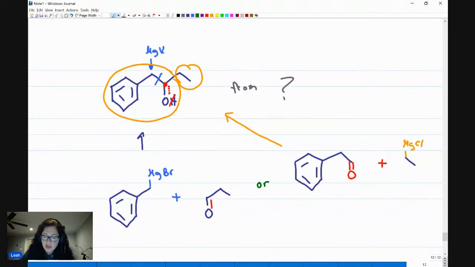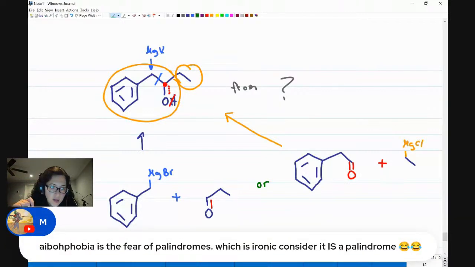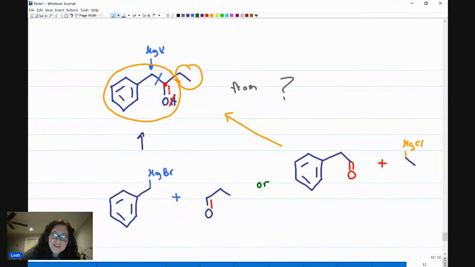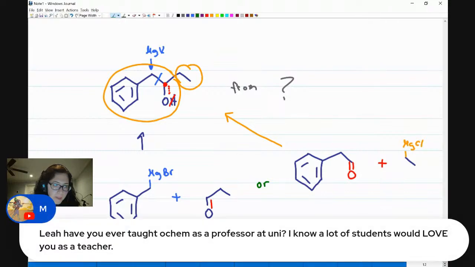Let's see, OMG synthesis, please. Something phobia is the fear of palindromes, which is ironic. So we need, oh, because you said cyclophobia first. I did not, oh, I missed all the comments. Hang on, I missed a whole bunch.